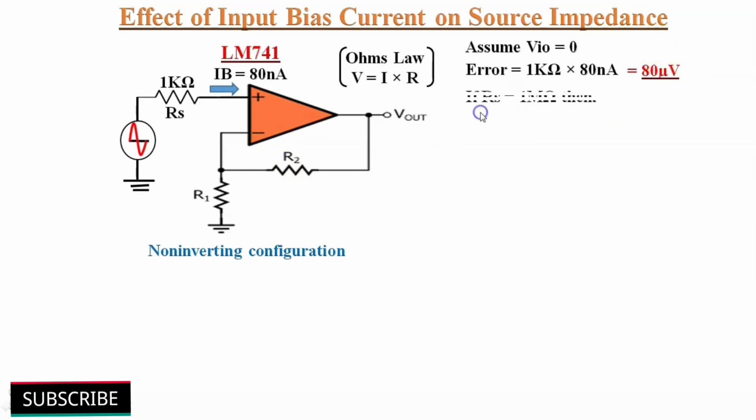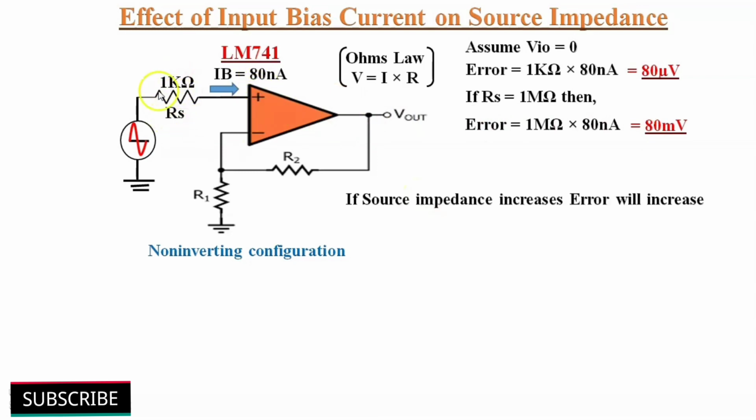Suppose our source impedance value is 1 mega ohm. Then the error you are introducing in the op-amp is input bias current 80 nanoamperes flowing through a 1 mega ohm resistor, that is 1 mega ohm into 80 nanoamperes, which comes to 80 millivolts error, or input offset voltage, at the non-inverting input terminal. So if the source impedance value increases, then our input error will also increase.